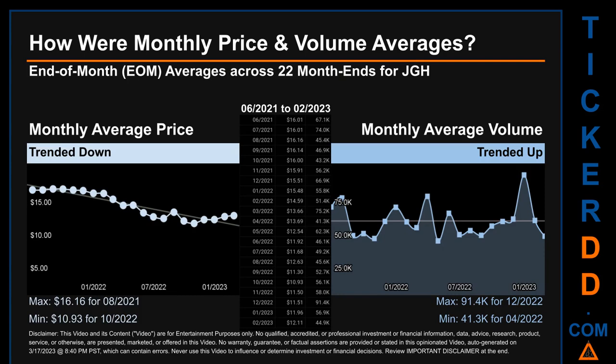How were price and volume averages for JGH? Across 448 trading days, there were a total of 22 month ends, for which monthly averages for daily price and volume were calculated. Overall, monthly price average trended down while monthly volume average trended up. The maximum end-of-month average price was $16.16 for 08/2021 while the minimum was $10.93 for 10/2020. Looking at volume, 12/2020 and 04/2022 respectively saw the highest and lowest monthly average volume at 91.4 thousand and 41.3 thousand.